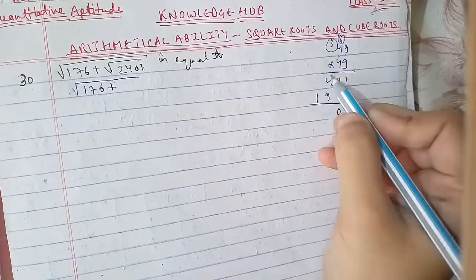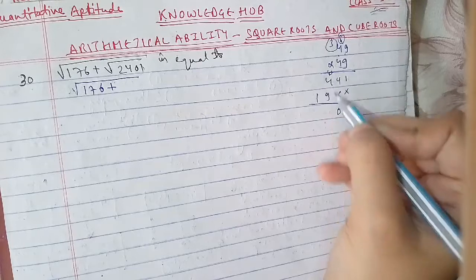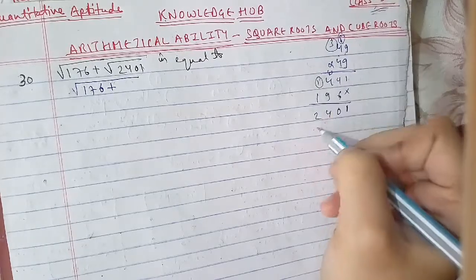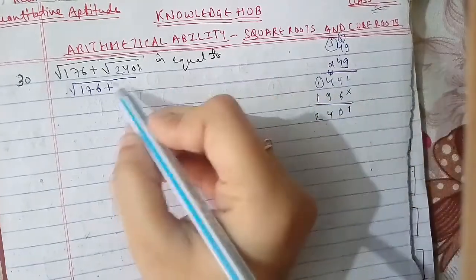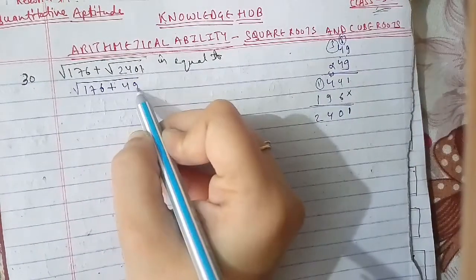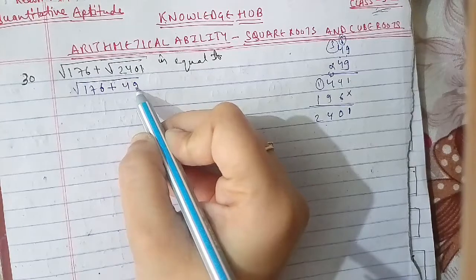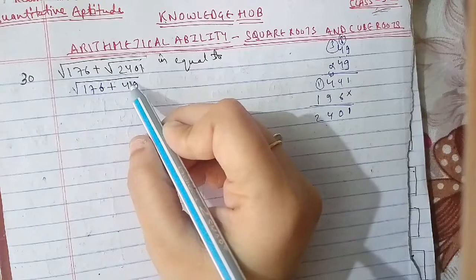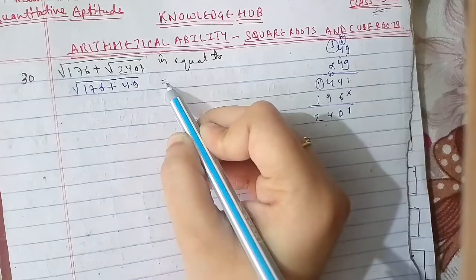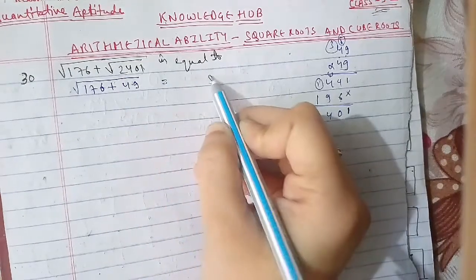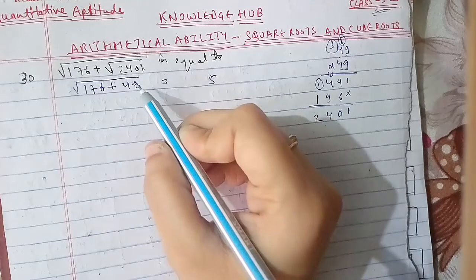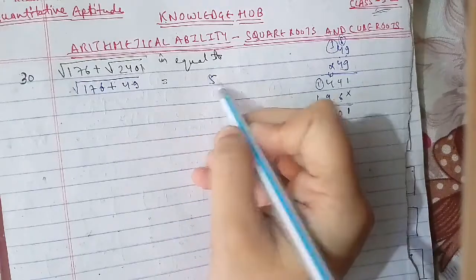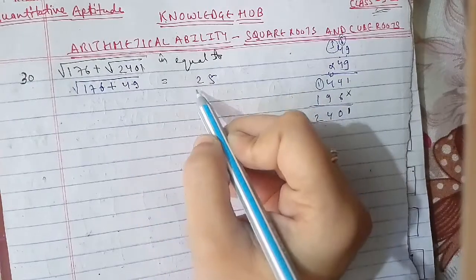So we put the value here: 176 plus 49. 9 plus 6 is 15, 5 here and 1 carry, then 1 carry plus 7 plus 5 is 13, so 3 here and 1 carry, and 1 plus 1 is 2, which gives 225. So the square root of 225 is 15, and that is the right answer for this question. That is also an important one, so you have to go ahead and find it further.